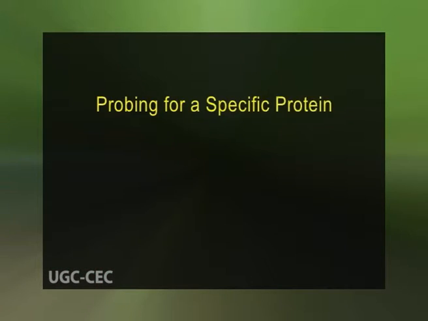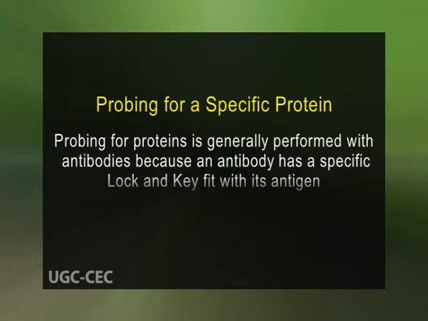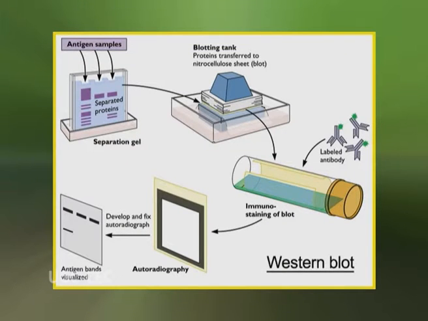Probing for a specific protein. Probing for proteins is generally performed with antibodies because an antibody has a specific lock and key fit with its antigen. The protein mixture is electrophoresed and blotted onto a membrane. This procedure is called a Western blot. The position of a specific protein on the membrane is revealed by bathing the membrane in a solution of antibody obtained from a rabbit into which the protein has been injected. The position of the protein is revealed by the position of the label that the antibody carries.